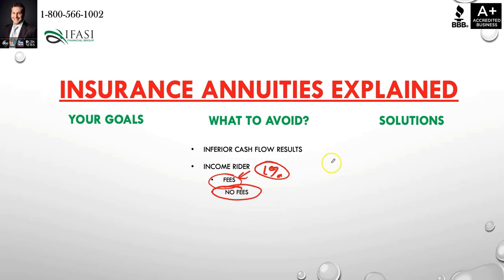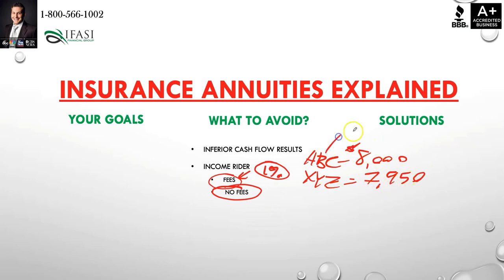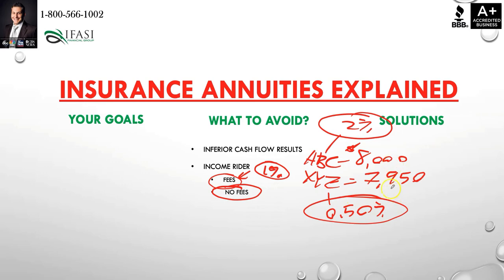So when push comes to shove, when you're looking at the top results, or where we help individuals find what the top results are, we might have company ABC that's going to pay this person an 8% cash flow, or $8,000 per $100,000 that they're placing into an account, versus company XYZ that's going to give this person $7,950. But if company ABC has a 2% income rider fee versus company XYZ that has a 50 basis point income rider fee, those are pretty close numbers, where it might not make sense to go with company ABC because that income rider fee is really large.